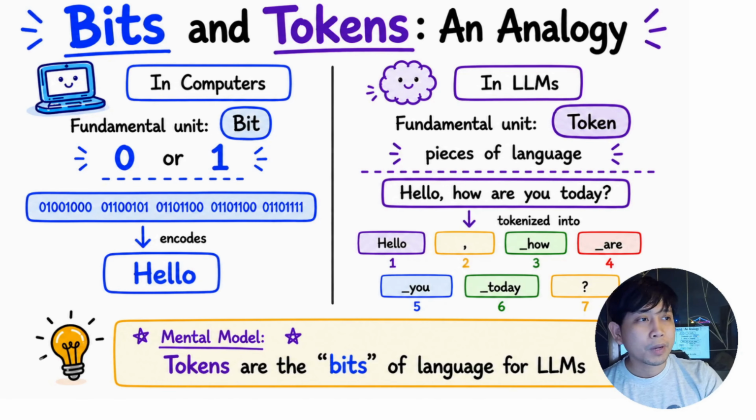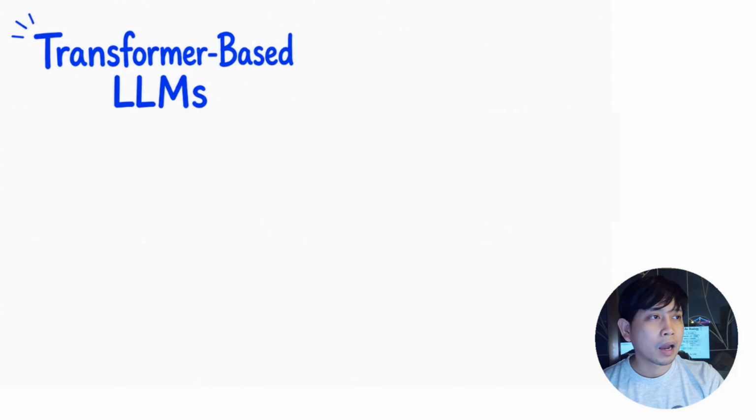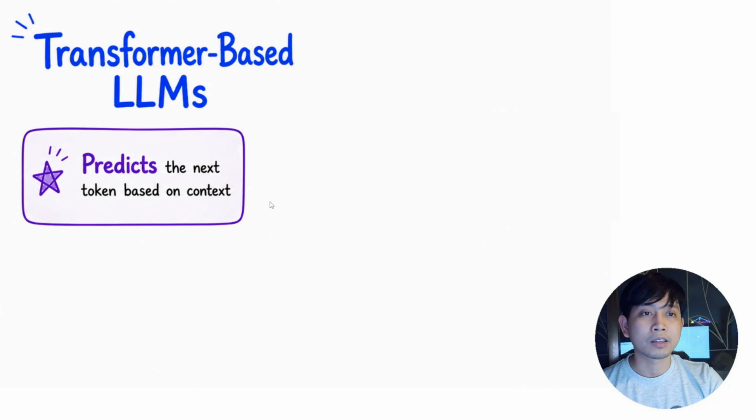All right, now that we understand tokens, we will move on to how LLMs work. Most popular LLMs today, including ChatGPT, Claude, and Gemini, are based on an architecture called the transformer. And what the transformer does is it predicts the next token based on the context. So I'm highlighting here the word predicts, because there is no understanding. It's all predictions.